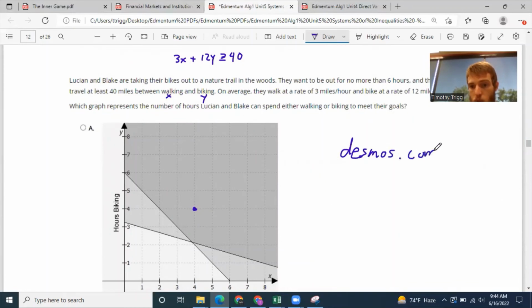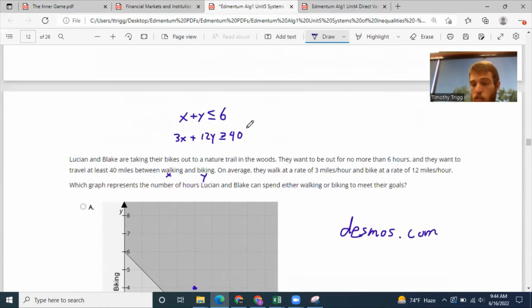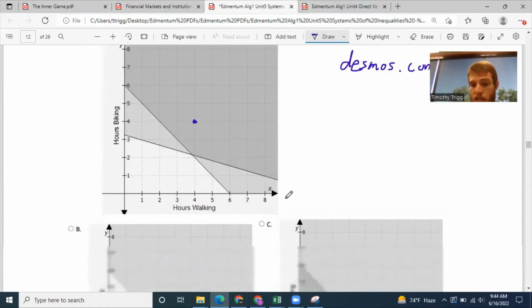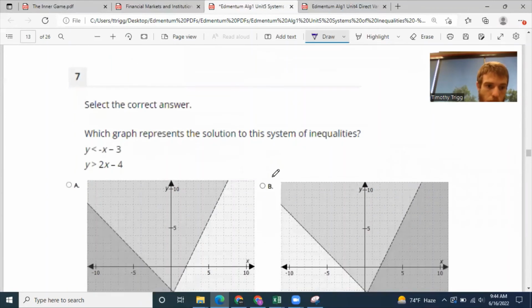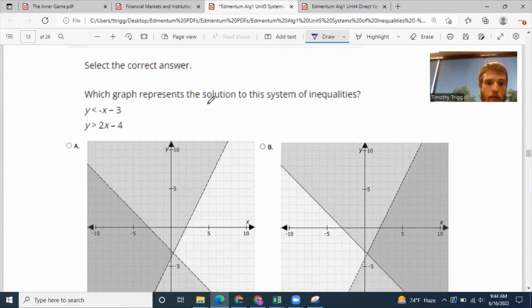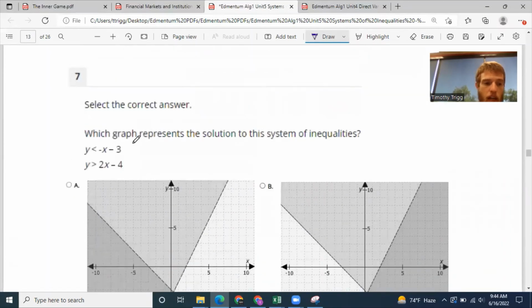Desmos.com gives you a really great graphing calculator, and you could simply graph these and see which graph matches these. Which graph represents the solution to the system of inequalities? Okay, this one's kind of similar to the last one, but here they give you the inequalities.